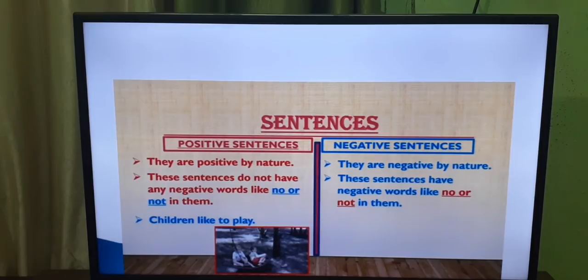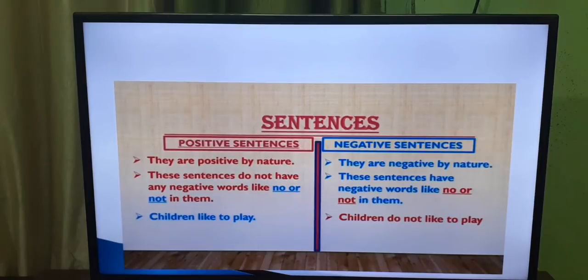Let's take an example. Children like to play. Let us change into negative. Children do not like to play. Observe carefully, children. Here the word not has been added to make it negative.